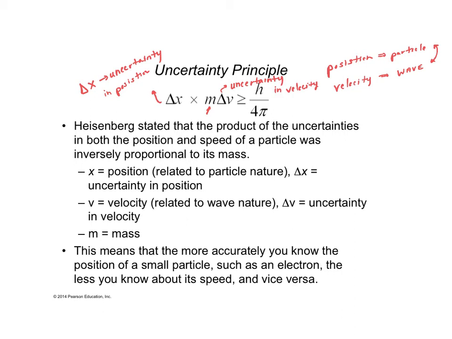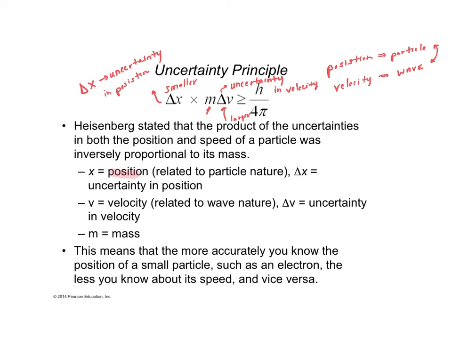And so what this is really telling you is the smaller the uncertainty in position, so the more we know about the position of the electron, the larger the uncertainty in velocity, so the less we can possibly know about its velocity, right? The more we know about the particle-like nature, the less we can know about its wave-like nature, and vice versa. And so these guys are inversely proportional to one another. The more you know about one, the less you can know about the other.